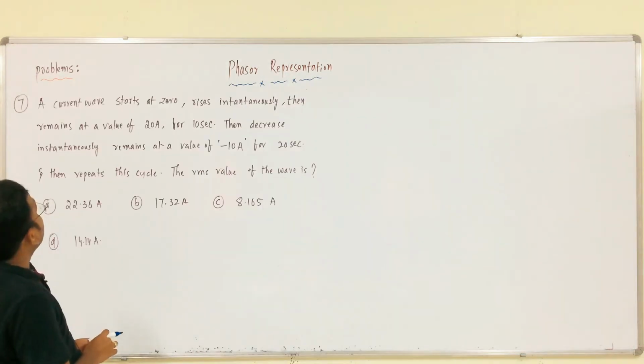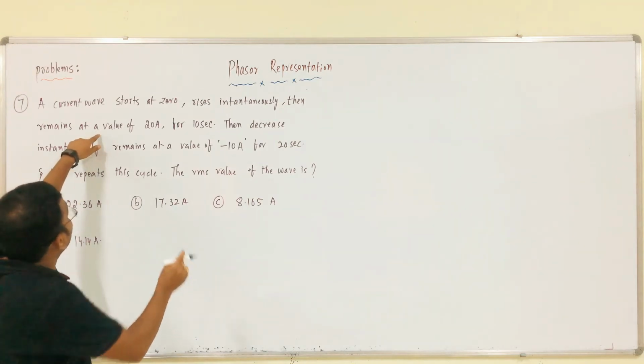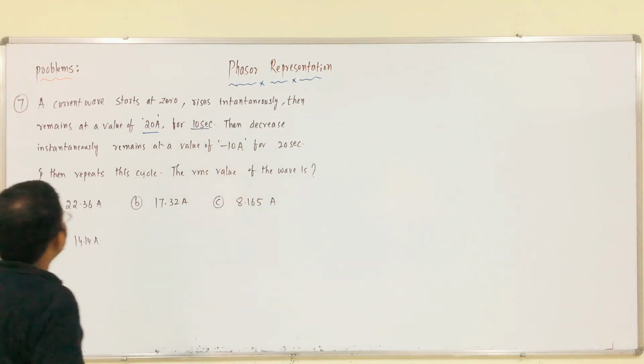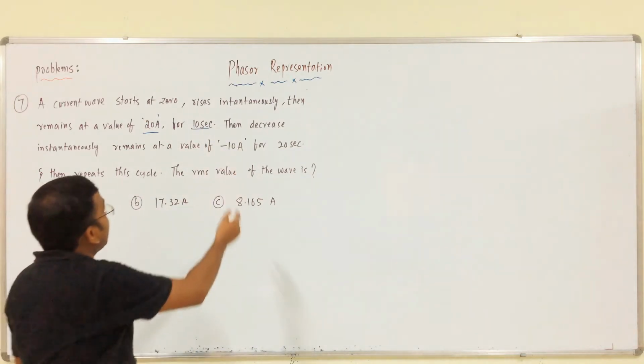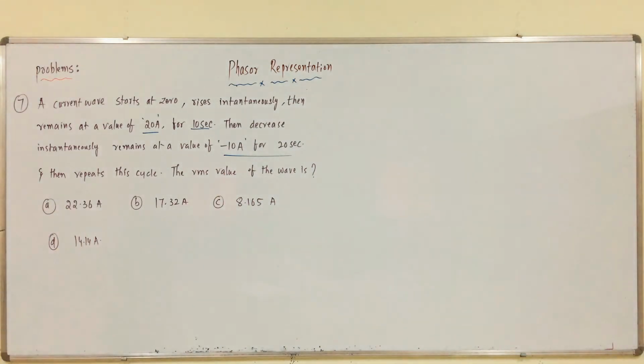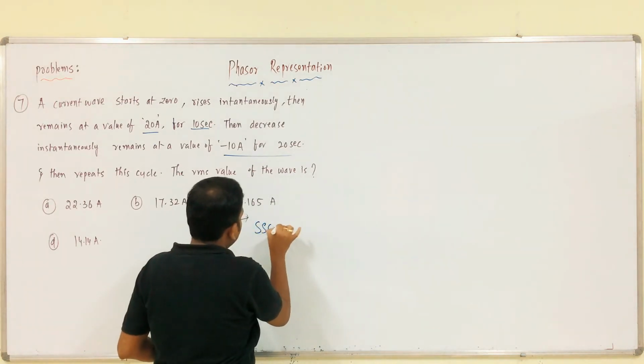Okay. A current wave starts at 0, rises instantaneously, then remains at a value of 20 amperes for 10 seconds, then decreases instantaneously, remains at a value of minus 10 amperes for 20 seconds, then repeats the cycle. The RMS value of the wave is what? This is an SSC JE question.